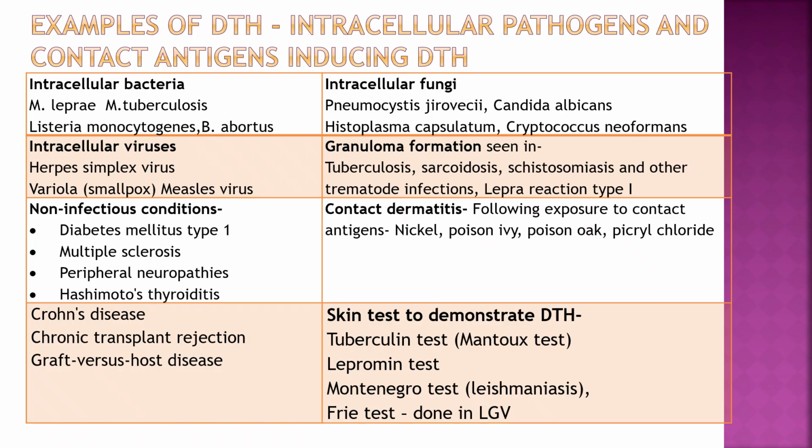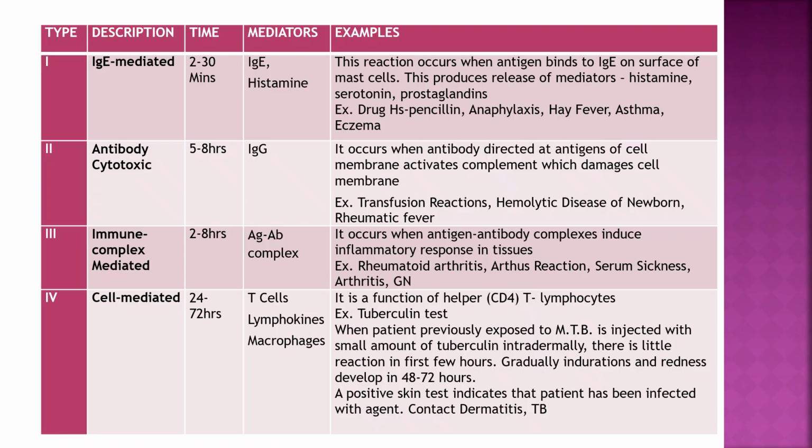To summarize hypersensitivity reactions, there are mainly two types, immediate and delayed. Immediate are types 1, 2, 3, and delayed is type 4. Type 1 is IgE mediated, within 2 to 30 minutes, and the mediators are IgE and histamine. This reaction occurs when antigen binds to IgE on the surface of mast cells. This produces release of mediators: histamine, serotonin, prostaglandins. Examples: drug hypersensitivity, that is penicillin, anaphylaxis, hay fever, asthma, eczema.